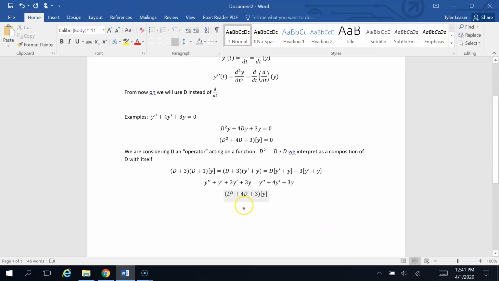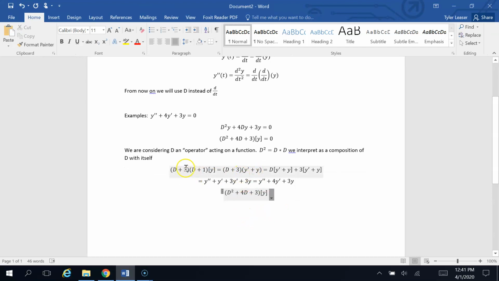All right, the whole point of this is to show you that if you have two operators, D plus 3 and D plus 1, acting on a function y, what you can do instead is just FOIL or multiply out these as a binomial and make it D squared plus 4D plus 3 operating on the function y, and these two things are exactly the same.